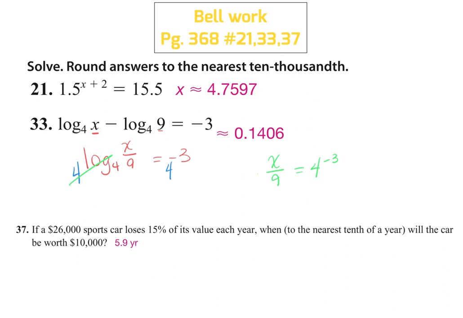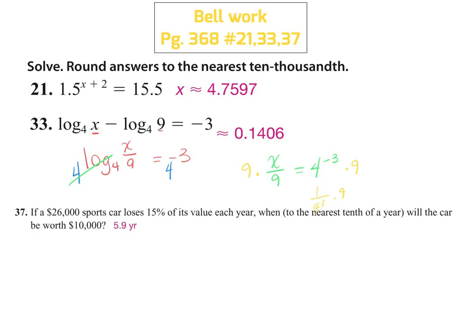And then we will multiply both sides by 9. 4 to the -3, remember, is just 1 over 4 cubed. So you should be able to do that in your calculator. 9 divided by 64, and get that answer.